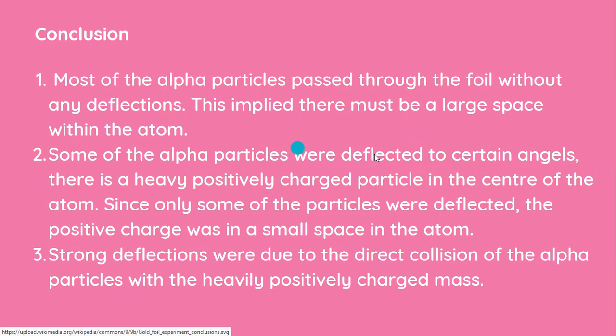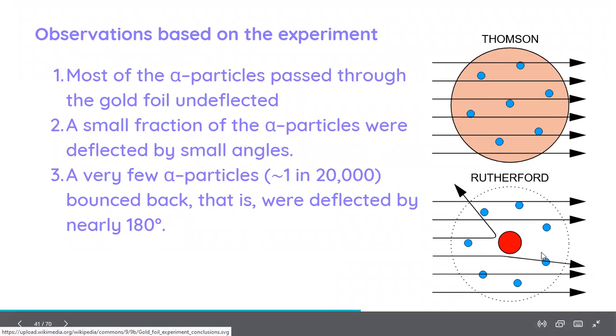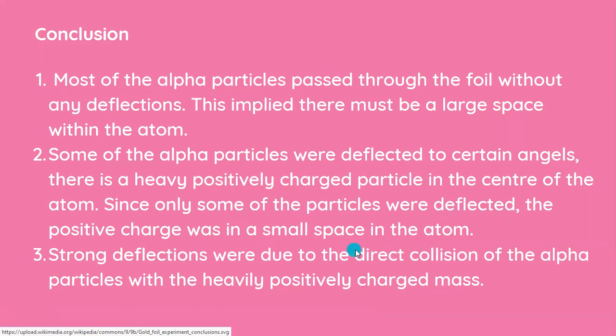Second, some of them were deflected at certain angles, which meant that there should be a heavy positive charge. First of all, alpha rays themselves are positively charged, so due to repulsive forces, they were deflected by a small angle. And the next one, strong deflections were due to the particles with a heavily positively charged mass.